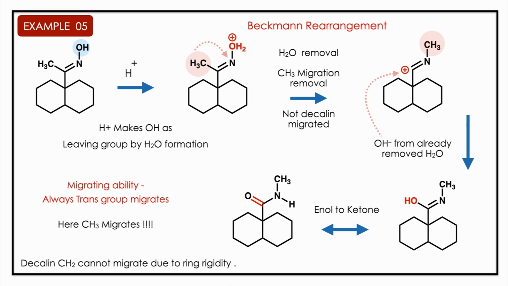You have an alcohol. The alcohol is in the enol form, so it is converted into a ketone by tautomerism. So finally you end up with an amide. The concept we outlined here is that the rigid ring carbon cannot move, particularly in the decalin system. Hence this group can migrate to quench the charges.